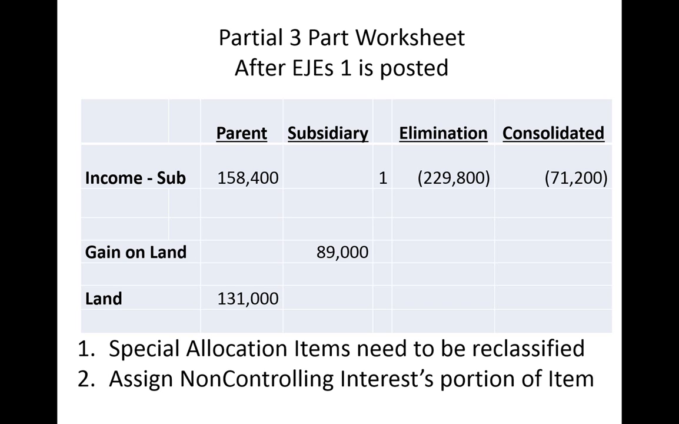Now, as with other upstream transactions we saw with inventory, when we do the equity method of accounting during the year, we're only concerned with the parent. But when it comes to the elimination process, we have to reclassify or eliminate that equity method entry that we did, as well as assign the NCI their portion. We can see a couple of things with this three-part worksheet that we'll address a little bit later: one is there's a gain of $89,000 and that the parent has the land on their records for $131,000.